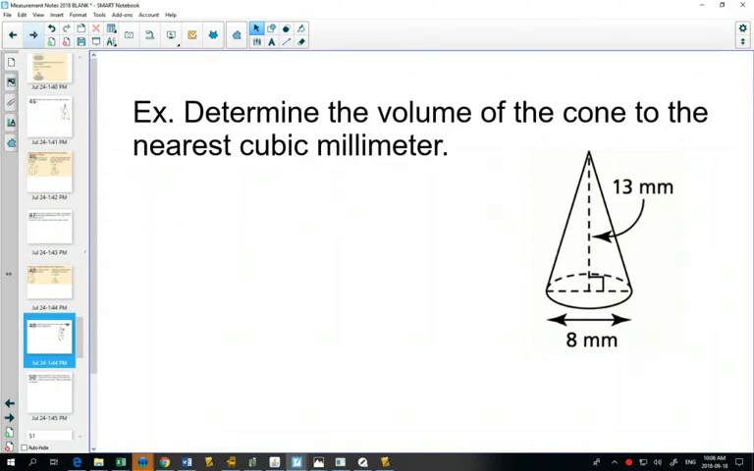So imagine you were given this cone to make an ice cream cone. Look how big it is. It's 13 millimeters high and has a diameter of 8 millimeters. This is going to be the most delectable, tiny little ice cream cone you've ever made.